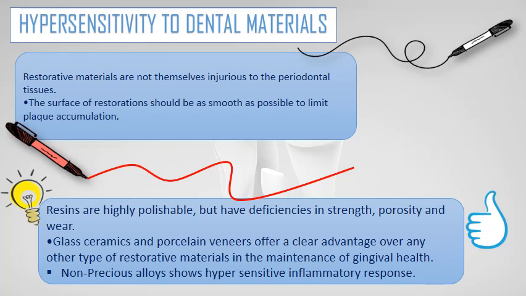Hypersensitivity to dental material. Restorative materials are not themselves injurious to the periodontal tissue. The surface of the restoration should be as smooth as possible to limit plaque accumulation. So, resins are highly polishable but have deficiencies in strength, porosity, and wear. Glass ceramic and porcelain veneers offer a clear advantage over any other type of restorative material in maintenance of gingival health. Non-precious alloys show a hypersensitive inflammatory response.